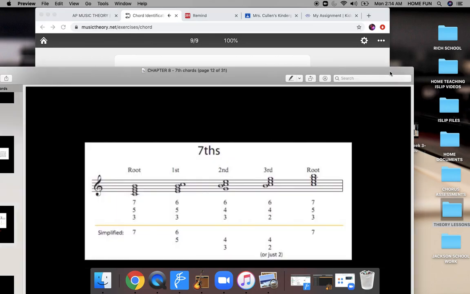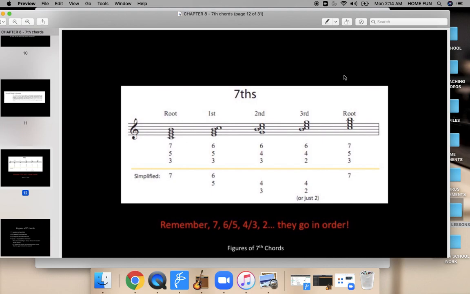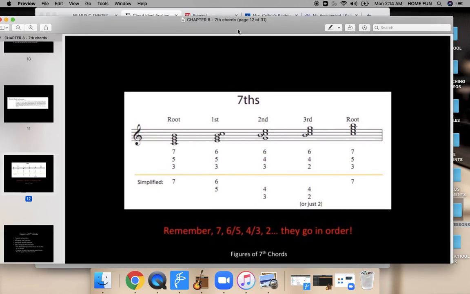Big takeaway from this week for those 100 is that 4-note chords, 7 chords, when we move them in an inversion, we need to remember it's 7, 6, 5, 4, 3, 4, 2. If you have any questions, let me know.